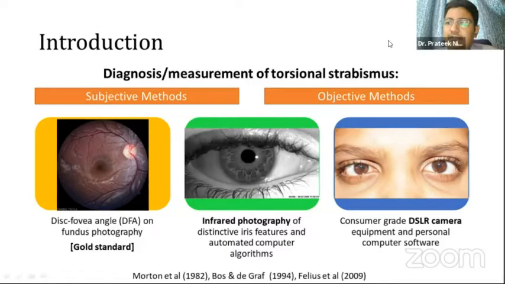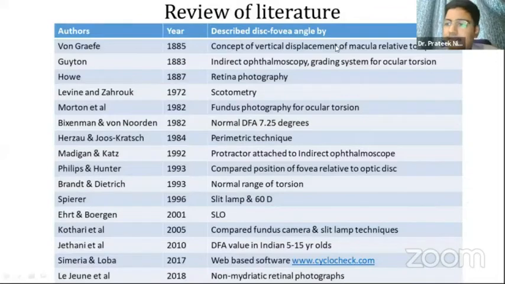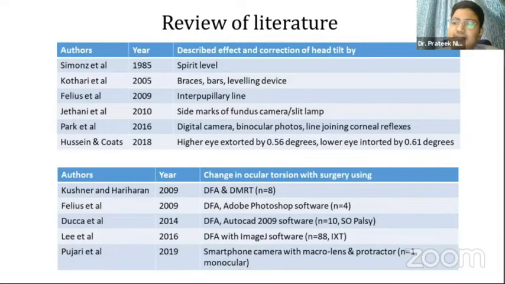For the diagnosis and measurement of ocular torsion, subjective and objective methods have been described. The latter include measurement of disc fovea angle on fundus photographs, infrared photography of distinctive iris features, and recently the use of consumer-grade DSLR camera equipment and personal computer software for capturing and analyzing pixel coordinates of iris landmarks. The gold standard of disc fovea angle measurement on fundus photography involves increased costs, time delay, and inconvenience in uncooperative children and hazy media. Head tilt correction has been done by several methods and image analysis by several software.